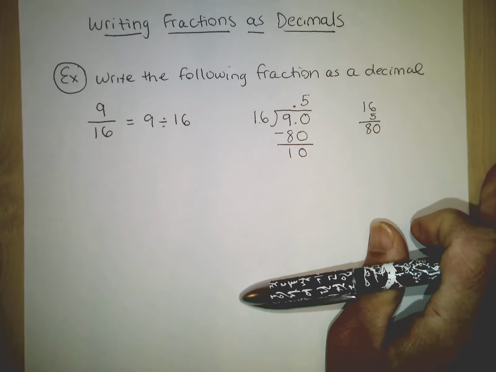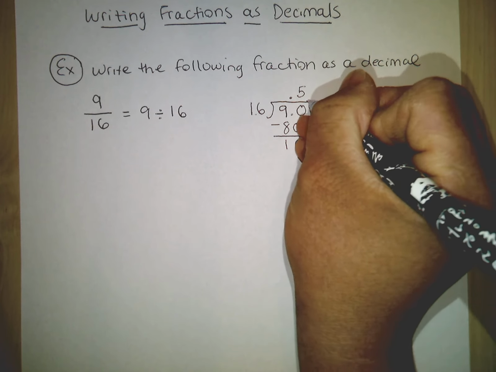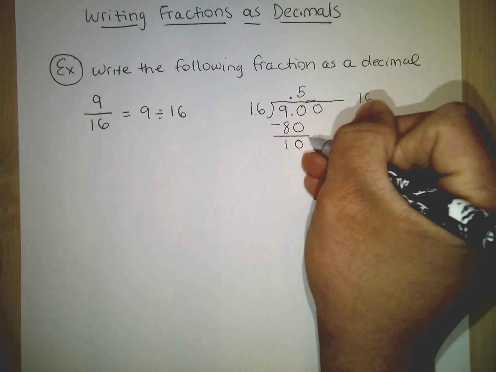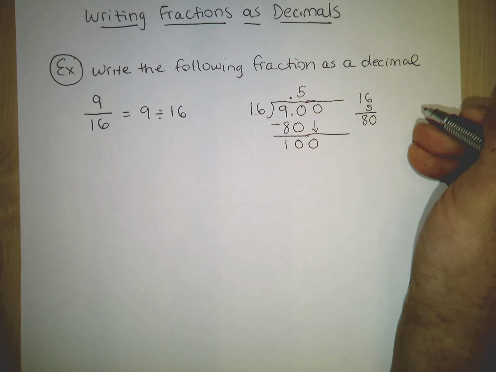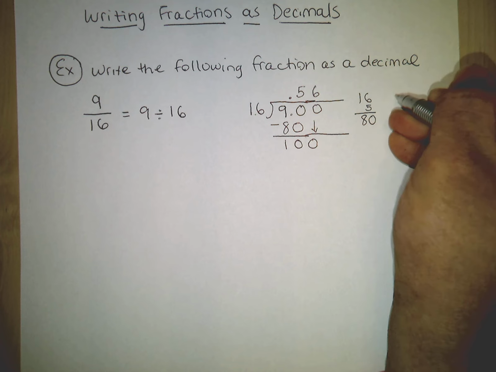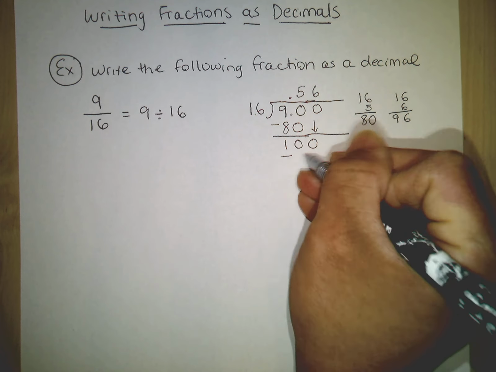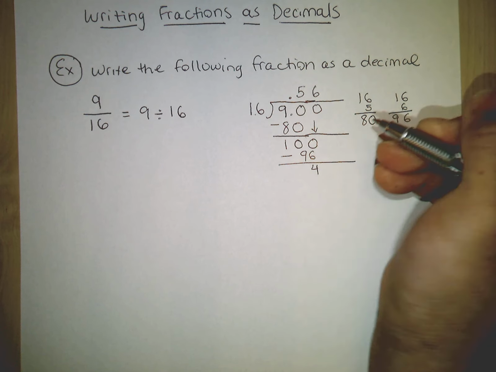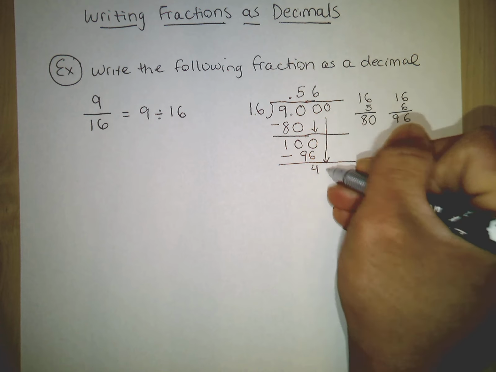That is a remainder less than the 16, so I know that was correct, but I want to keep on doing this until I get a remainder of 0. So let's add another 0 here and bring that down. 16 goes into 100 how about 6 times? 16 times 6 is 96. So 100 minus 96 is 4. I still want to get a remainder of 0, so I'm going to bring down another 0.